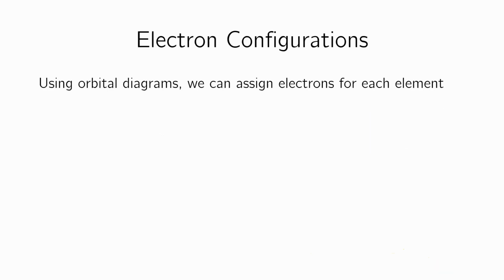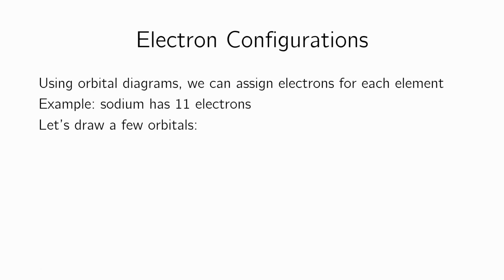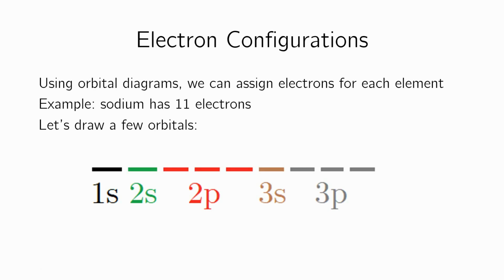All right, electron configurations. Now I can use these orbital diagrams to assign electrons for every single element that I have. So let's look at an example. Sodium has 11 electrons. Let's draw a bunch of orbitals together. I start with 1s, then my second shell will have 2s and 2p. My third shell will have 3s, 3p, and 3d. Don't worry about 3d, we're not going to reach it.